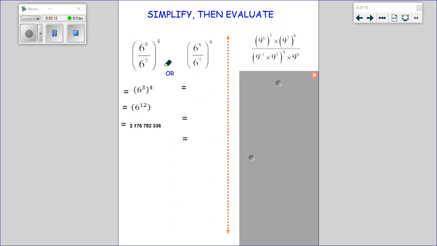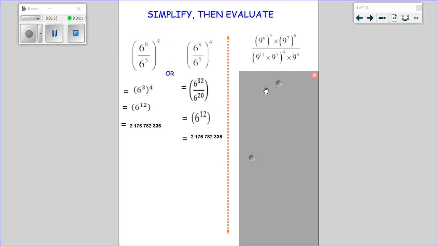I can do it by the power quotient rule. Power to a power, 8 times 4 is going to give you 32, 6 to the 32. 5 times 4 is 20, so that's going to give you 6 to the 20. When I divide like bases, I subtract my exponents, so I still get 6 to the 12. Putting 6 to the 12th in my calculator, I will get this as an answer.